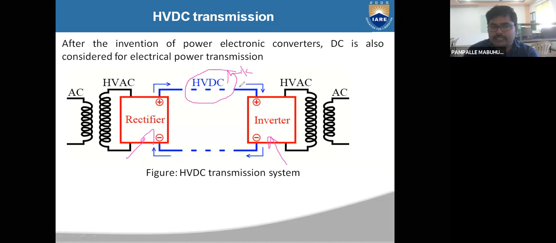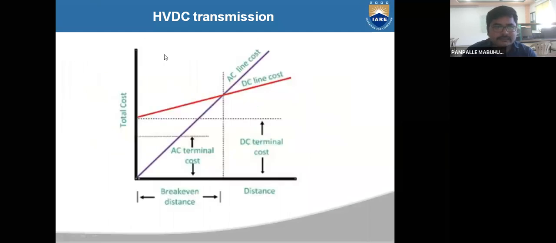Through this HVDC link only, you transfer the power from one location to another location. Now, what are the different types of HVDC links that are available? Let us see. But before that, observe this graph here. We are taking distance on the x-axis and total cost on the y-axis.